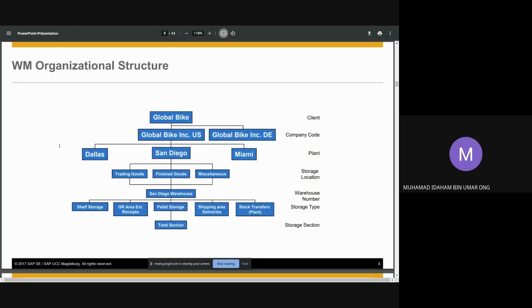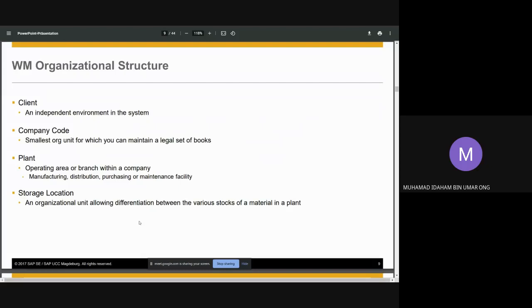So basically, if you look here, down here is the part that is the concern of warehouse management. You have shelf storage on racks, on shelves. You have goods receipt areas. You have pallet storage. You have shipping area delivery. You have stock transfer. That one we're going to go through one by one.